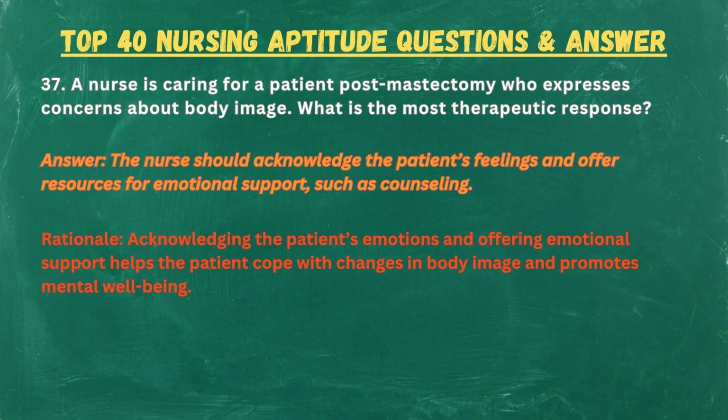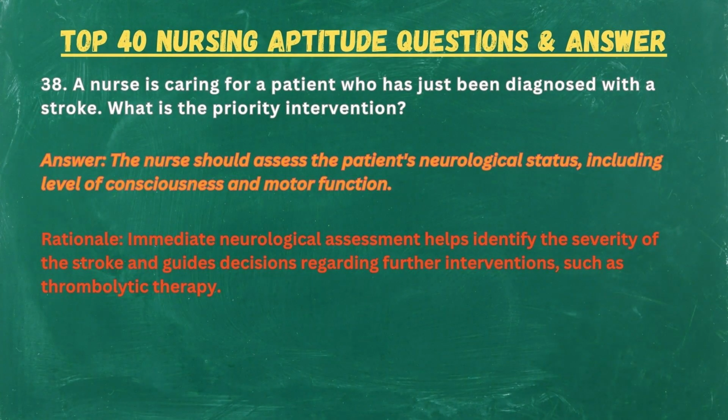37. A nurse is caring for a patient post-mastectomy who expresses concerns about body image. What is the most therapeutic response? Answer: the nurse should acknowledge the patient's feelings and offer resources for emotional support, such as counseling. Rationale: acknowledging the patient's emotions and offering emotional support helps the patient cope with changes in body image and promotes mental well-being.